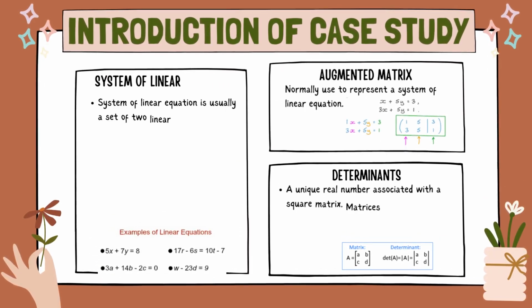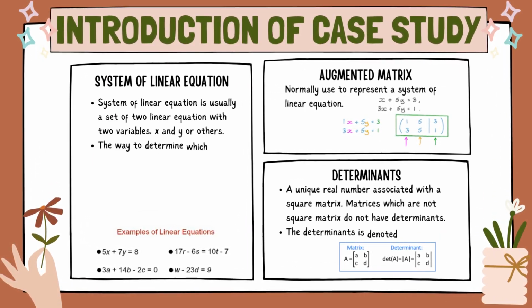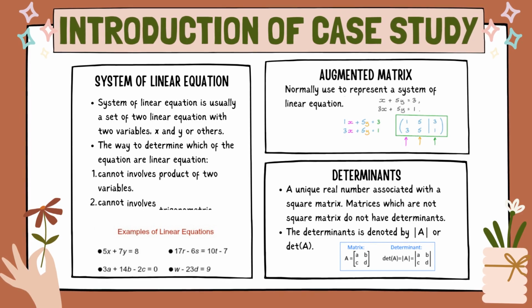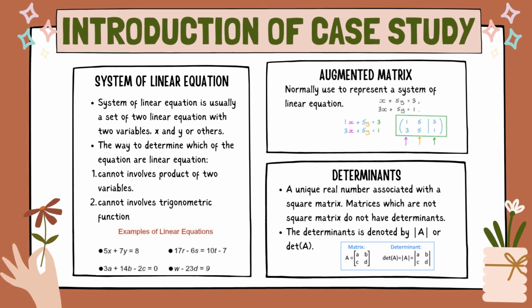One of the main topics in linear algebra is the study of system of linear equations. A system of linear equations is usually a set of two linear equations with two variables, x and y or others. How do we determine which of the equations are linear equations? Firstly, a linear equation cannot involve the product of two variables. Secondly, a linear equation cannot involve a trigonometric function.